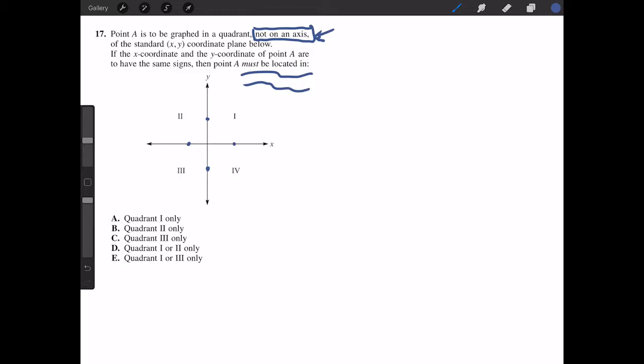So now, if they're saying that the x and y coordinates of point A are to have the same signs, in other words, for example, 2, 3, the x and the y value here have the same signs, in this case, positives. So where would this point be? Well, if we do a scale here of 1, 2, and then 1, 2, 3, say, 2, 3 would be here. So that's quadrant 1. But that's not the only choice.